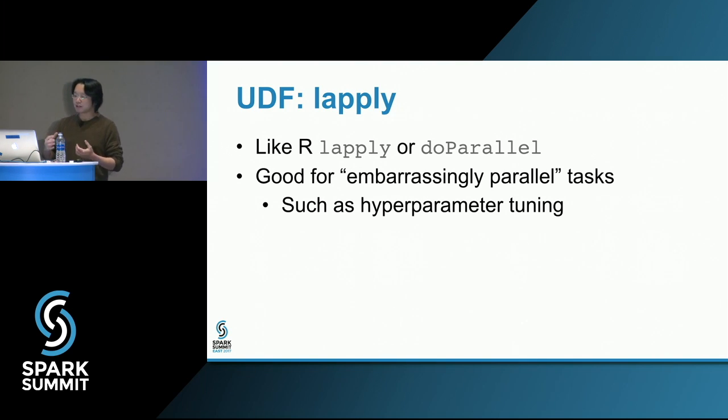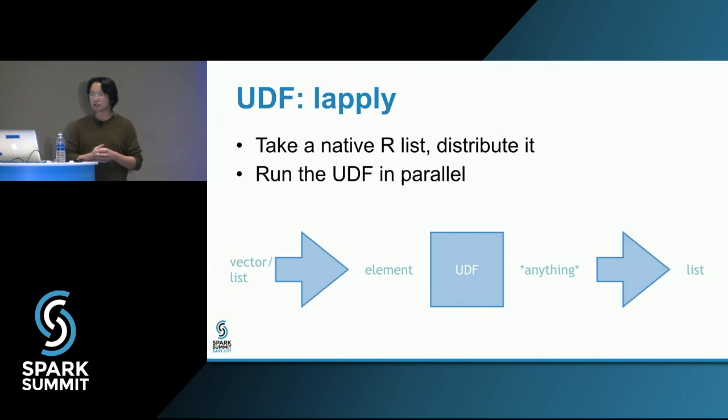So very last thing here, in addition to dapply and gapply, there's also spark.lapply. This is very similar to lapply in R. It's good for embarrassingly parallel tasks that you can do. And the way this works is you can take a vector, and individually each of the elements you have in the vector and list can get passed into the UDF. And then at the end, your UDF can return almost anything you can think of. And that gets returned as a list to you.